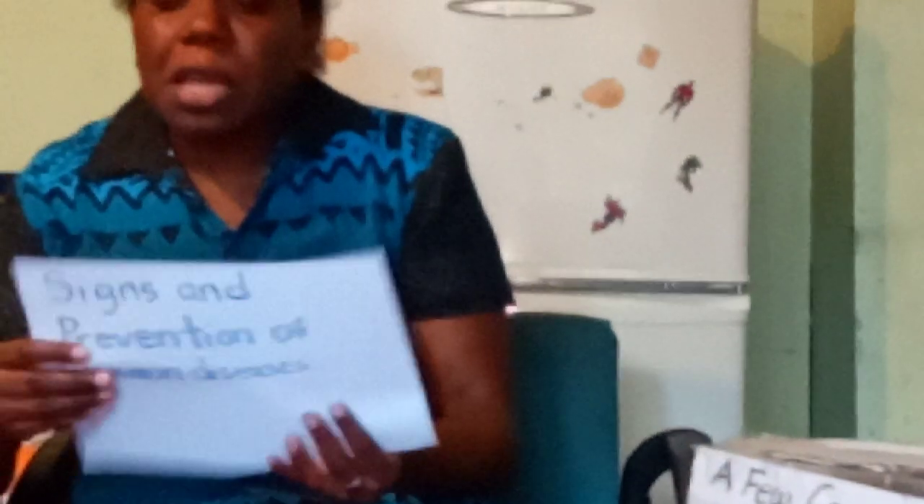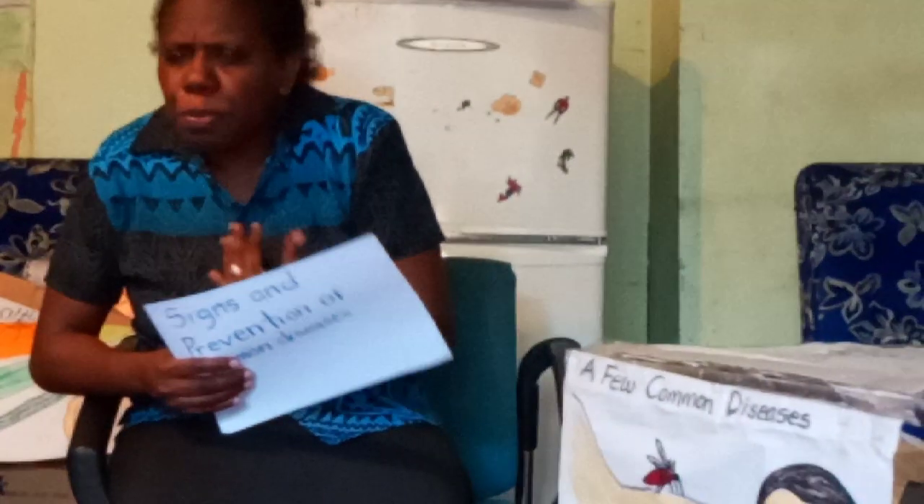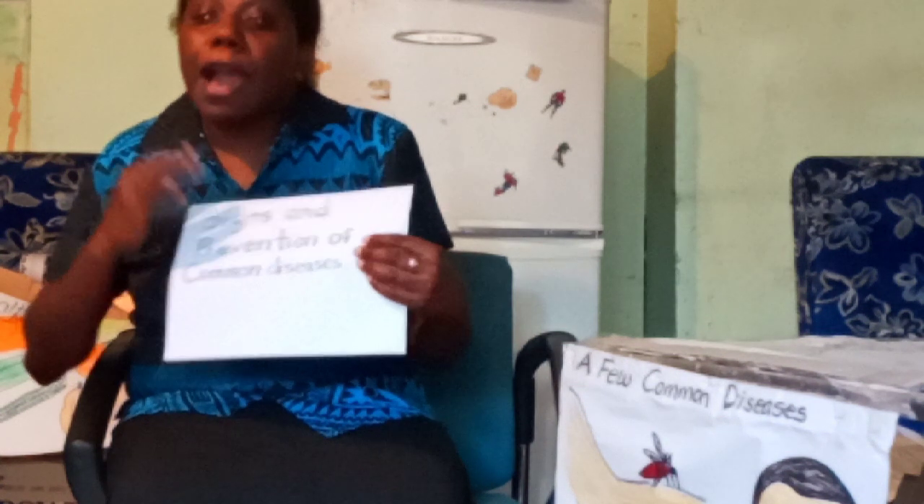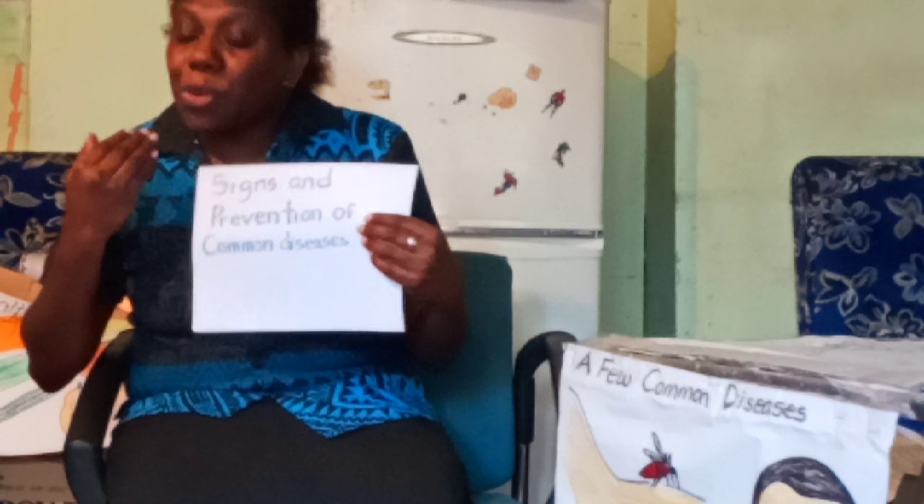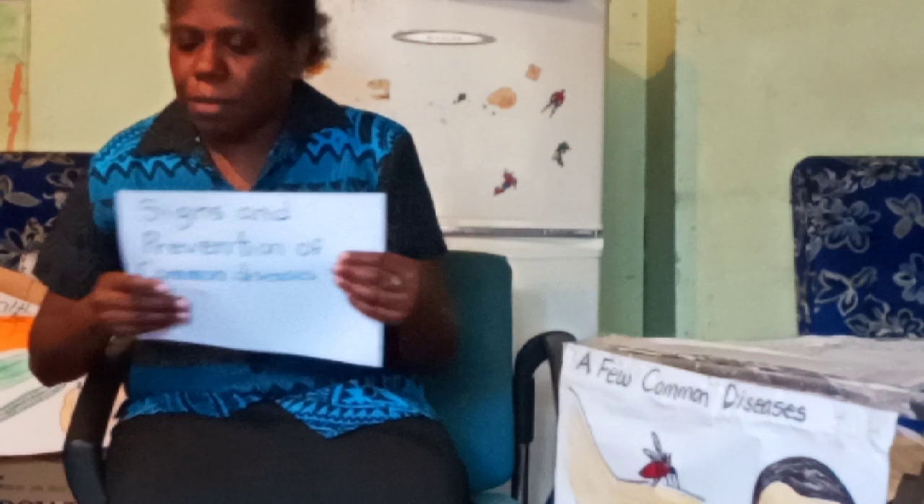Okay, science and prevention of common disease. When we're talking about science, we're talking about what you can see on people when they get a certain disease. And prevention means how we are going to stop the disease, stop ourselves from getting the disease. First of all, we're going to look at science.